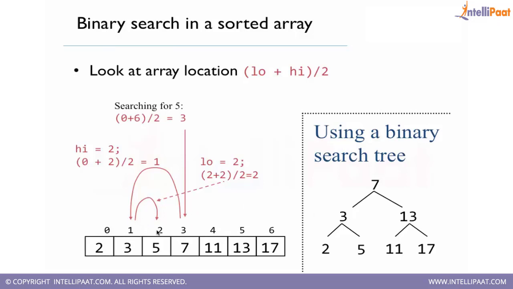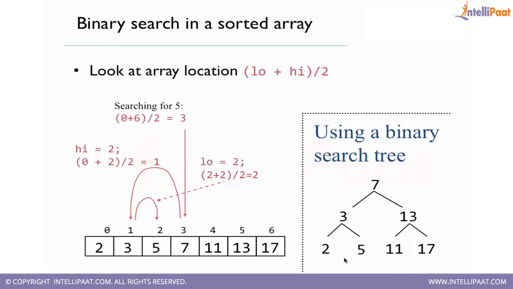Again we follow the same approach, low plus high by 2. Then we get 5 will become the right child of 3, and 2 will become the left child of 3. If we follow the same approach here, we will get this kind of structure.